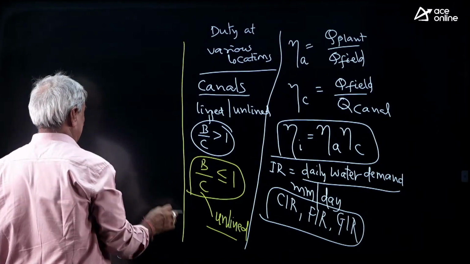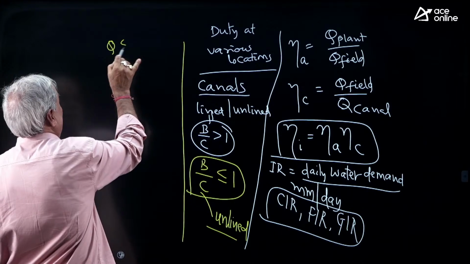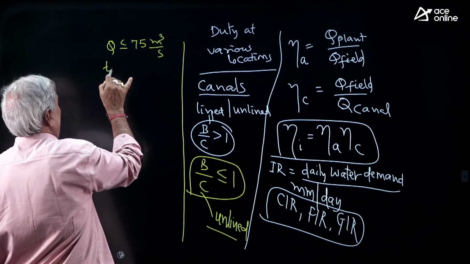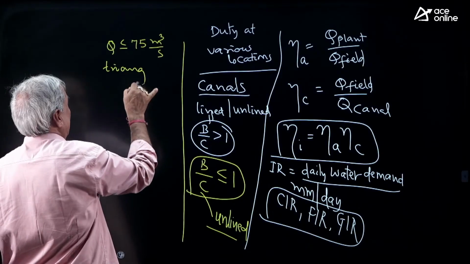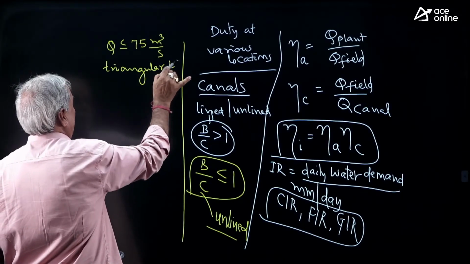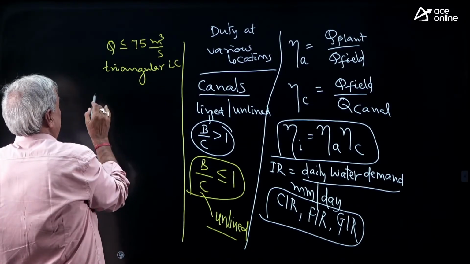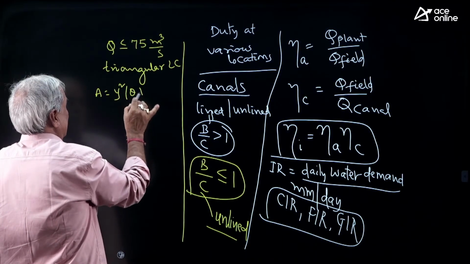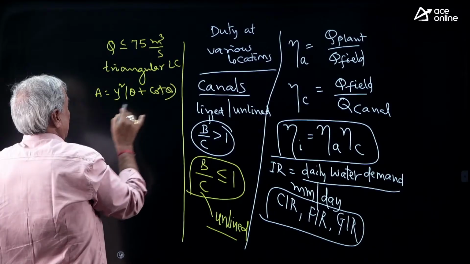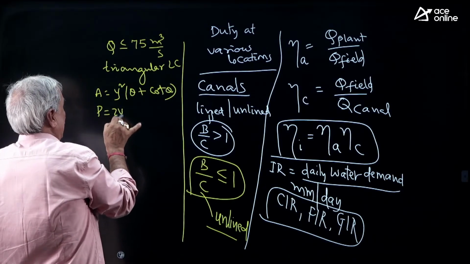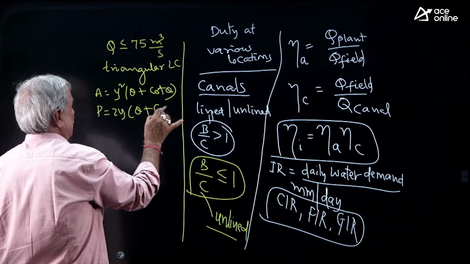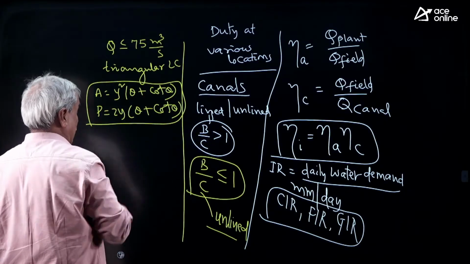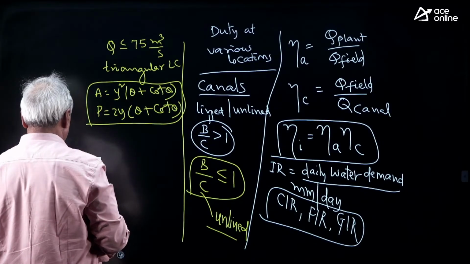So for lined canals, if the discharge is less than or equal to 75 cubic meter per second, we get a triangular lined canal. For that, area formula is y square into theta plus cot theta. Wetted perimeter formula 2y into theta plus cot theta. Formulas may be asked. In one examination it is asked also.